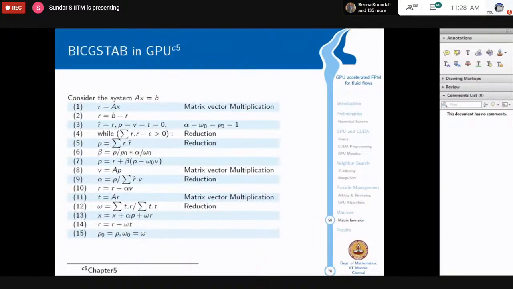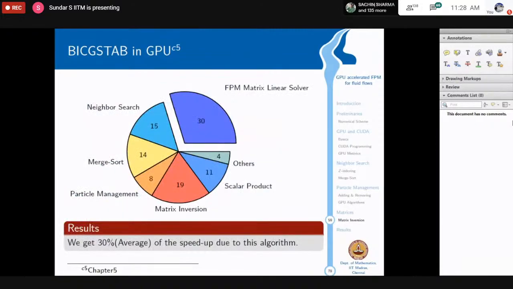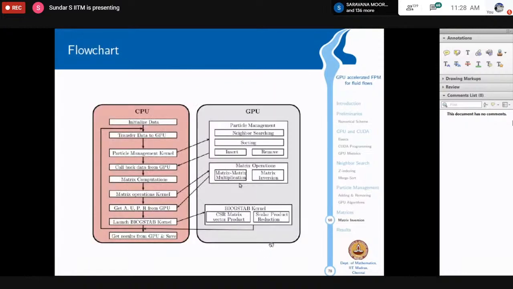Next is BiCG step. I told you I need to solve the linear system AX equal to B by BiCG step. So BiCG step has to be written in GPU form. So now I get 30% on an average speed up in this algorithm. Now we will understand my entire picture.